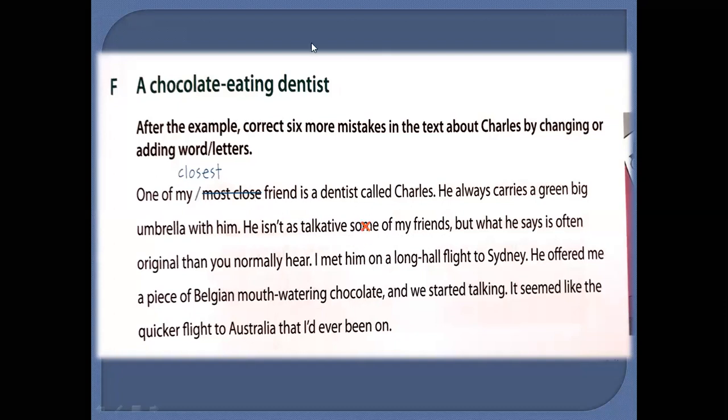No. We should add another as. Yes, we should add. Where should I add it? We're going to add it here, behind the talkative. Here. Yes. But what he says is often original than you normally hear. It's often original than you hear.